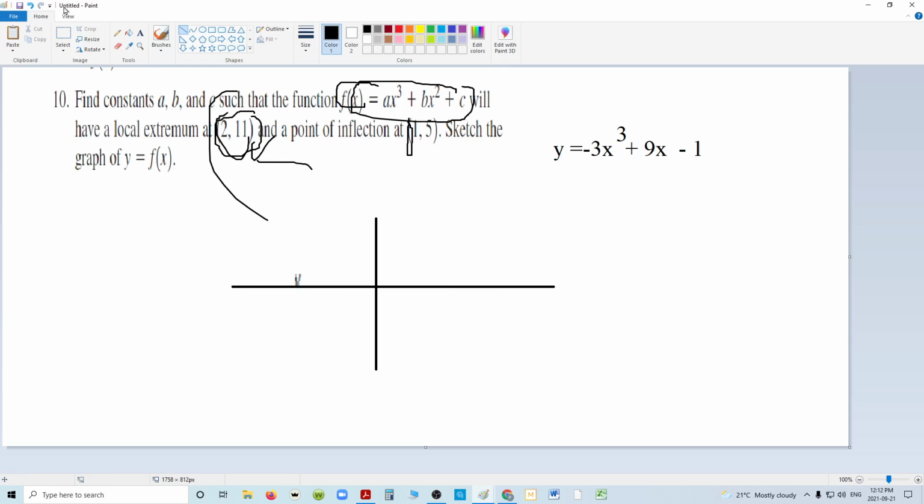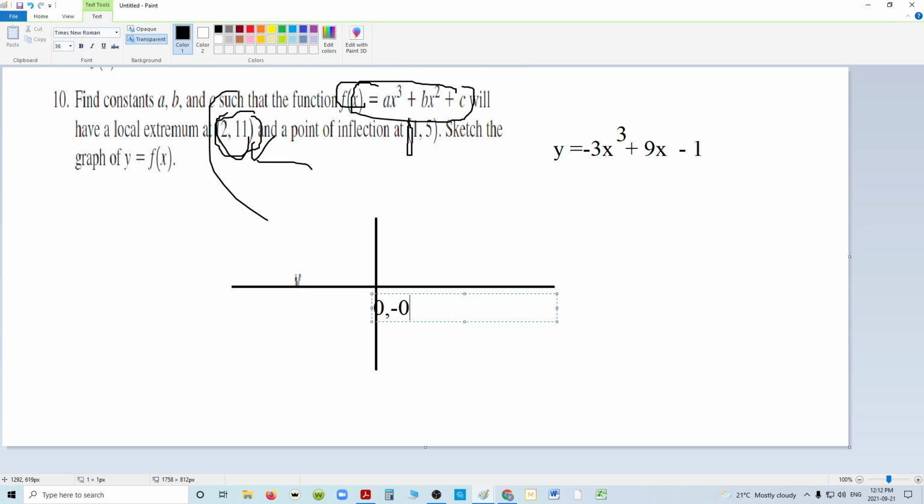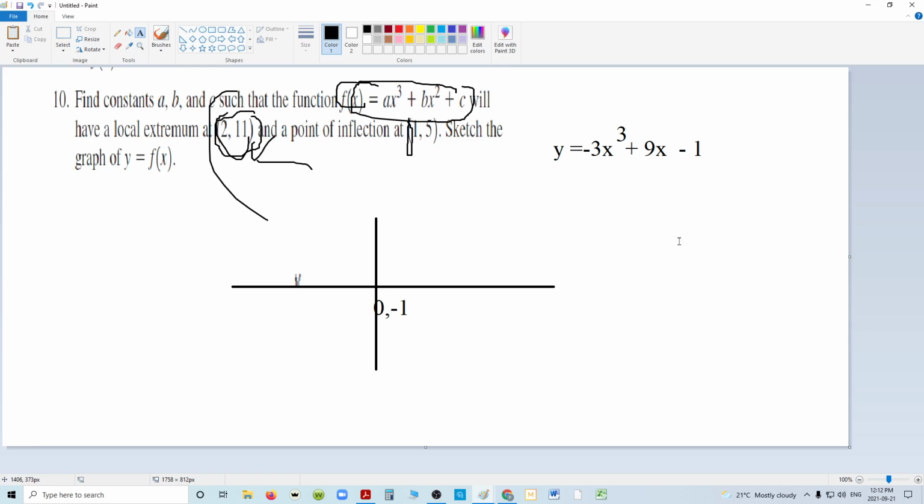I know it's going to go through the y-axis at 0, minus 1. Can I find the x-axis? No, can't find the x-axis. I know it's going to have a point of inflection at 1, 5, and at 2, 11 it's going to hit either a max, but I know this is a negative, so it's coming down. It's crossing through.